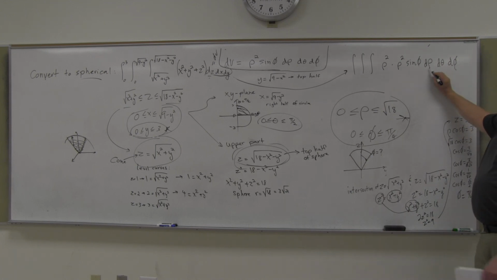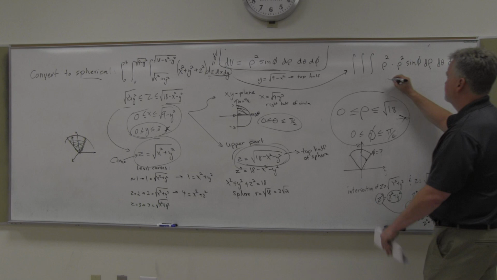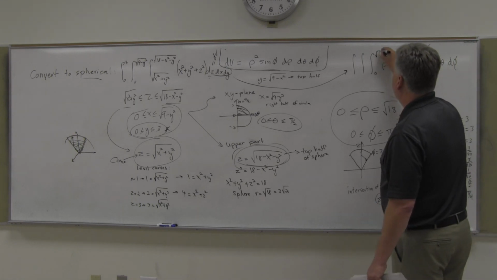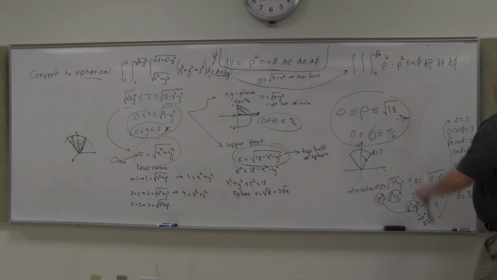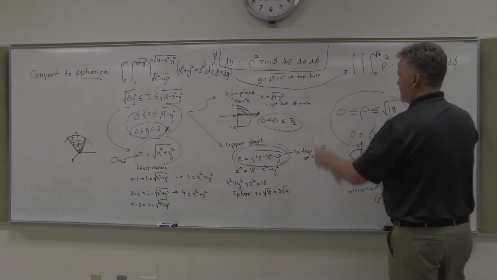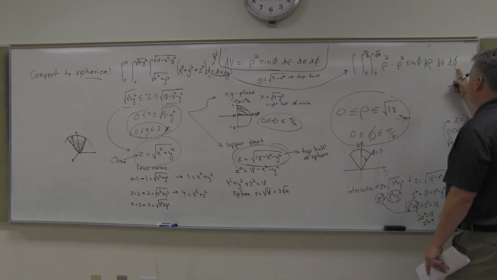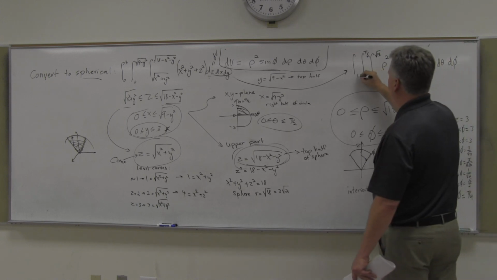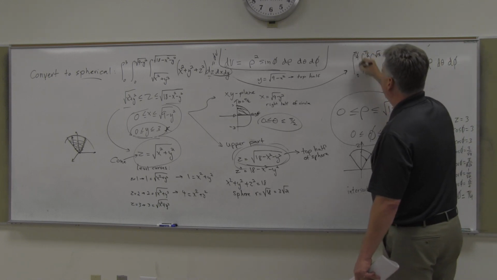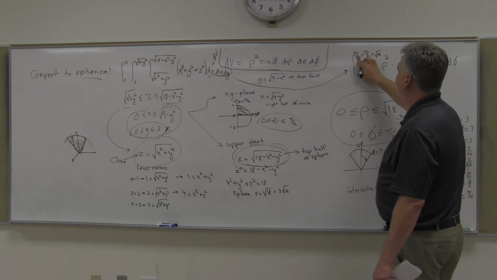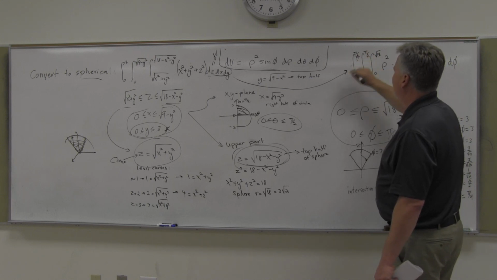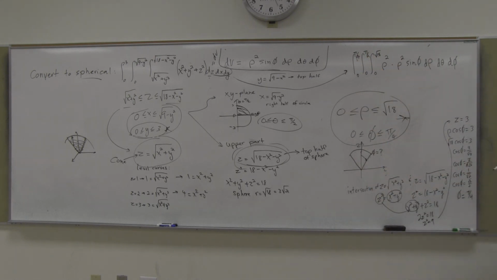And so then I can put on my limits. All right, d rho, rho's first. Rho is 0 to the square root of 18, or 3 square root of 2, whichever you prefer. D theta, theta is 0 to pi over 2. And then last but not least, d phi, which is 0 to pi over 4. Okay, so that's just so we can get it where we can evaluate it.